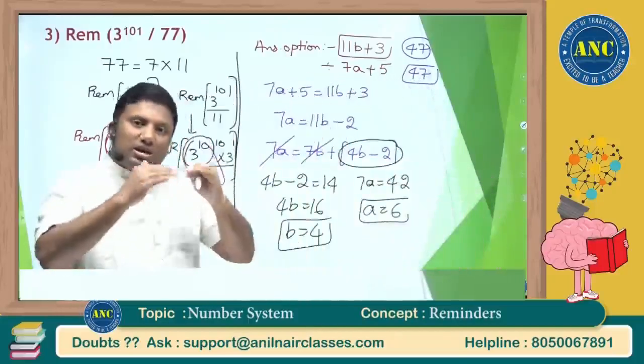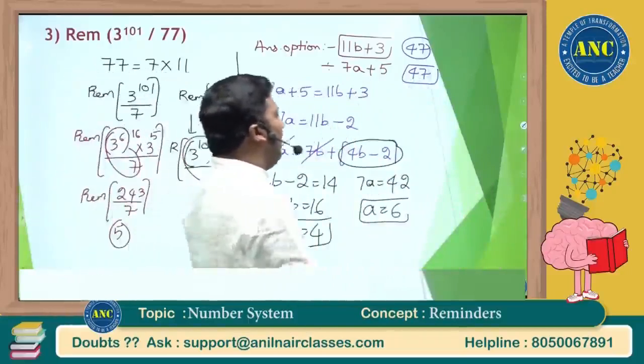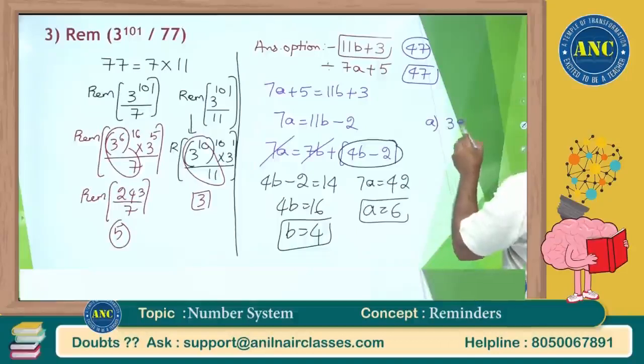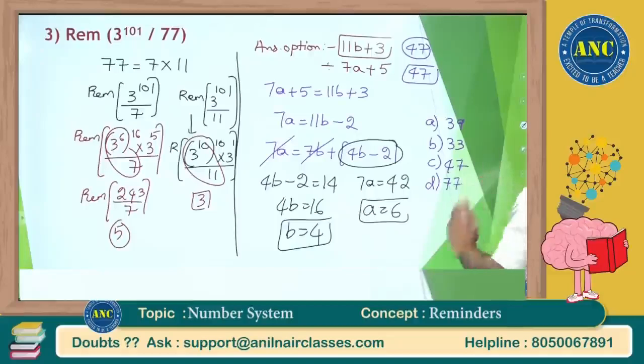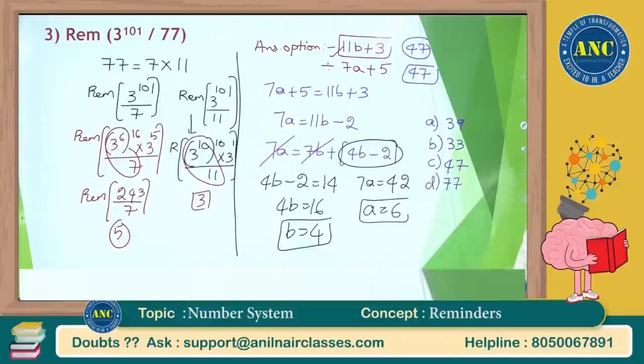I hope the step-by-step approach of how to solve the problem is clear to you. Suppose the answer options are like this: 39, 33, 47 and 77. If the answer options are like this, the answer when divided by 11 should give remainder 3.